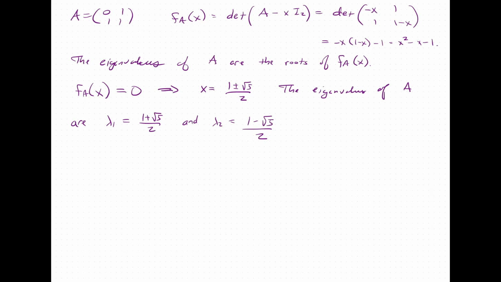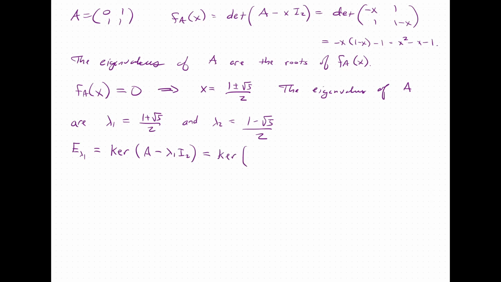The next thing we need to do is find the eigenvectors corresponding to these eigenvalues. So to that we need to compute the eigenspace. So we want to look at E sub lambda 1, where E sub lambda 1 is the kernel of A minus lambda 1 times the identity, the 2 by 2 identity matrix. So we're looking at the kernel of the matrix.